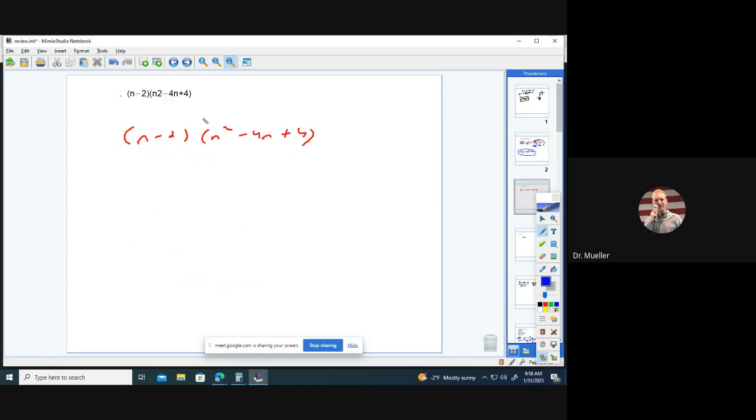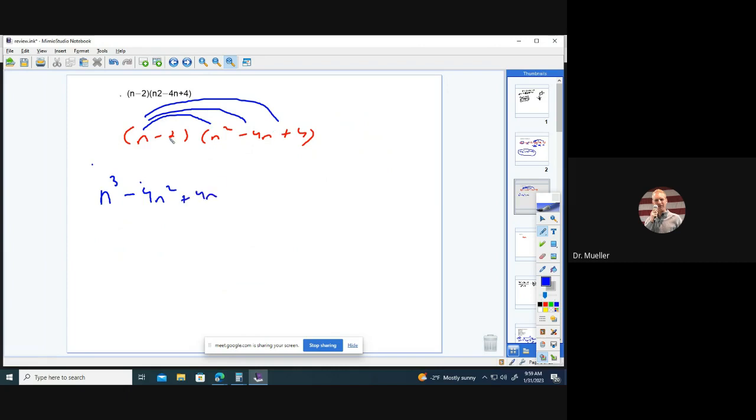Second one, we have to FOIL that out. So we're going to start with this n, distribute that out to everything in the second parenthesis there. So n times n squared is n to the third. n times negative 4n is minus 4n squared. And then n times 4 is plus 4n.